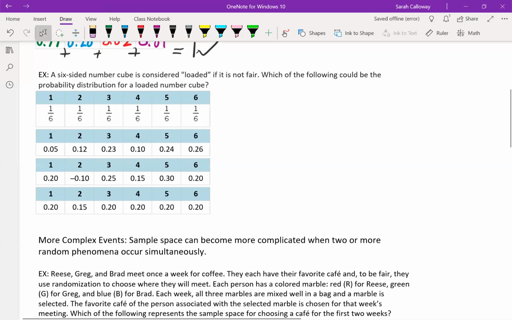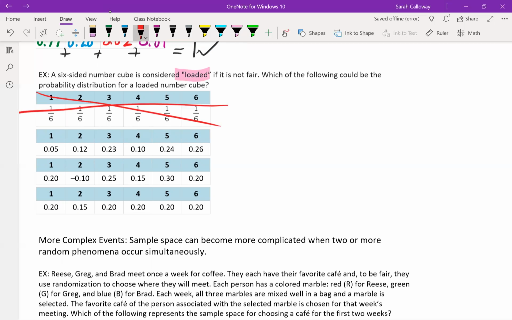In the next example, we have some distributions that are filled out. A 6-sided number cube is considered loaded if it is not fair. Normally, if I have a number cube, the probability of rolling a 1, 2, 3, 4, 5, or 6 is all equal. It's all 1/6. So this first option is not the answer because that is a fair number cube. It's loaded if it's not fair, and that distribution is a fair number cube.